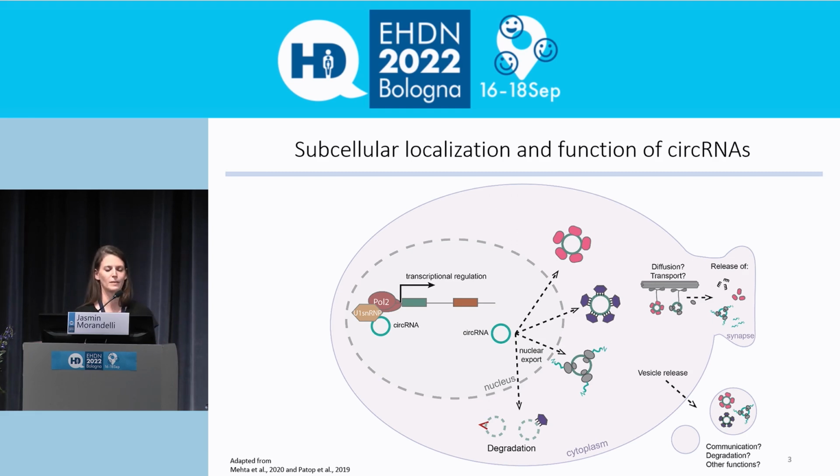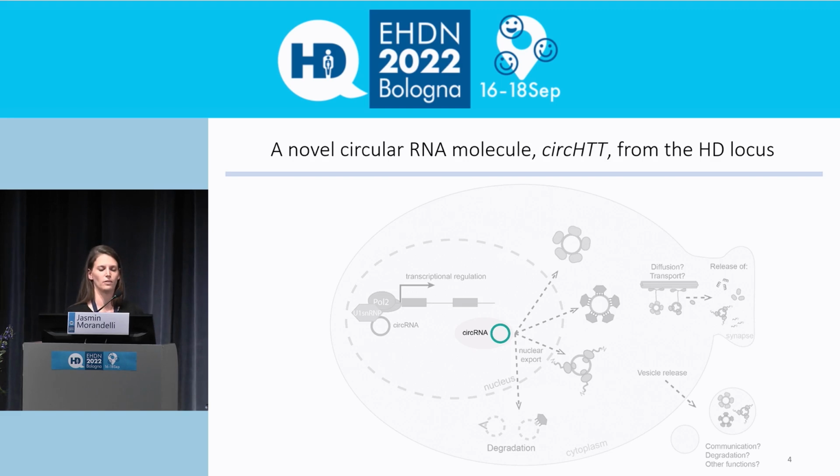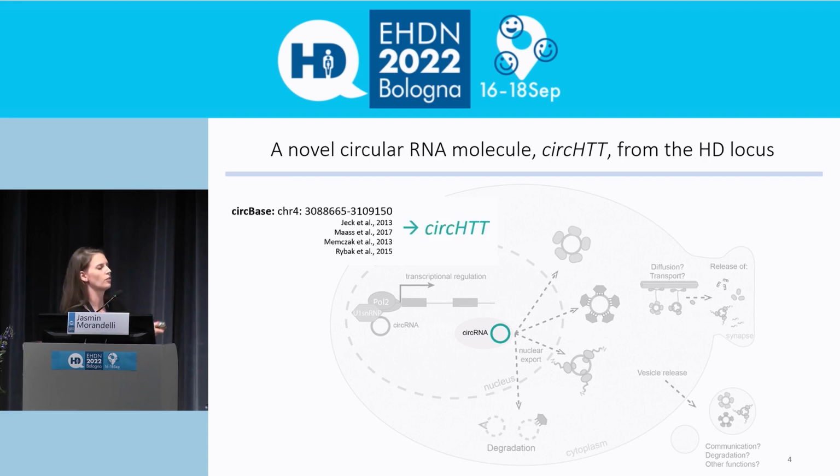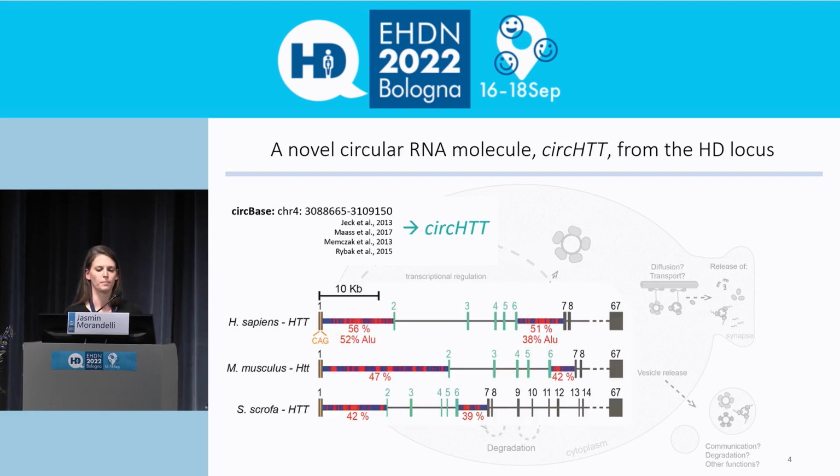Now, all of this made us very curious whether there could also be a circular RNA transcribed from the Huntington's disease gene locus. We investigated this by looking into a database called CircHTT that collects and summarizes RNA sequencing studies focusing on circular RNAs, and we found a promising candidate. It was replicated by 4 independent studies, and it is enriched in the brain. We called it CircHTT for simplicity.